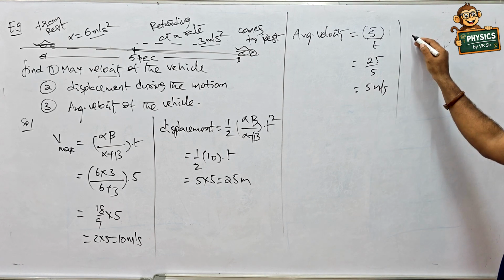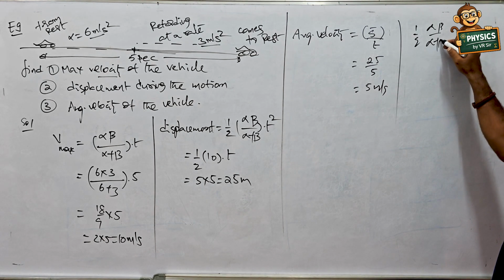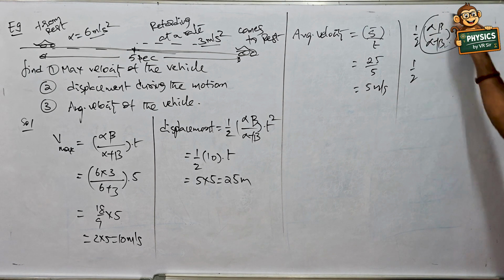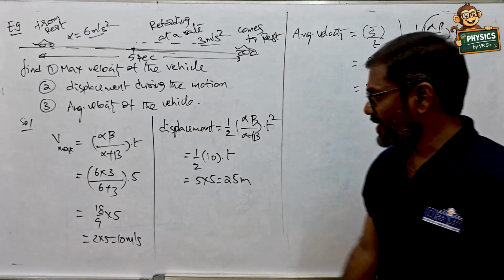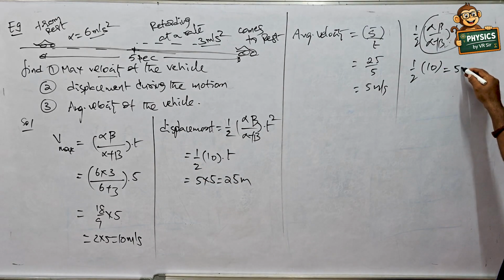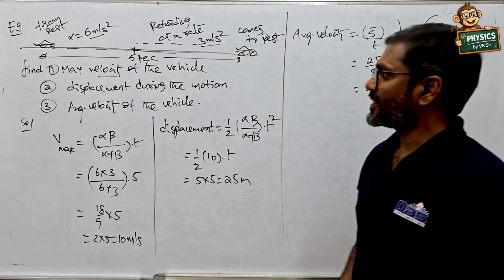Or else we can use the formula from the previous case: half into alpha beta by alpha plus beta into t. Half alpha beta by alpha plus beta into t is nothing but 10 itself. So 10 by 2 is 5 meters per second. So that is the average velocity. Thank you.